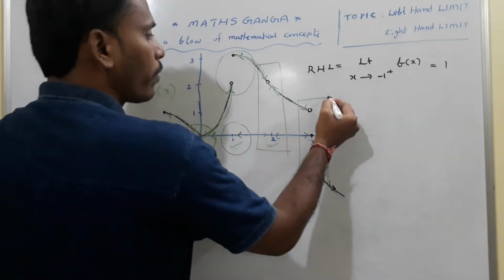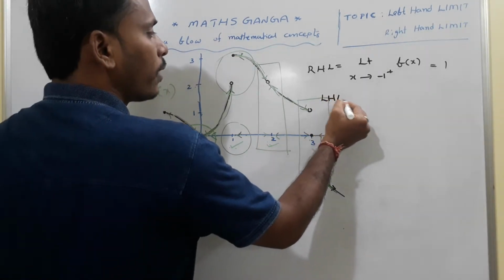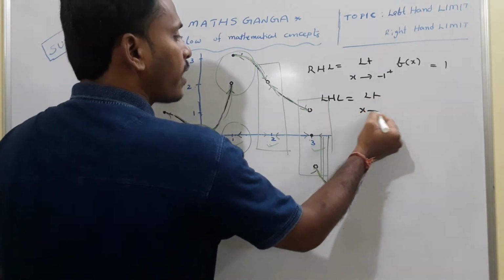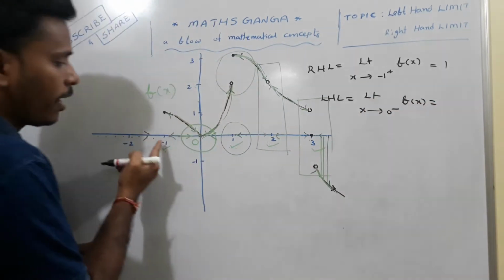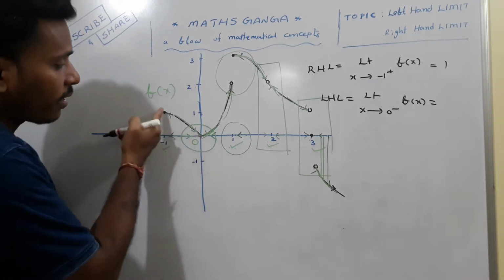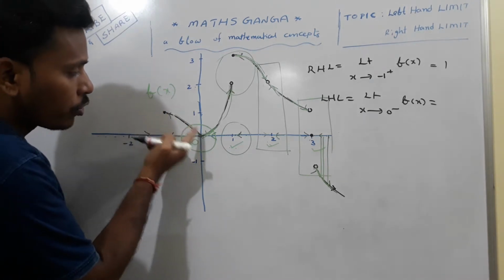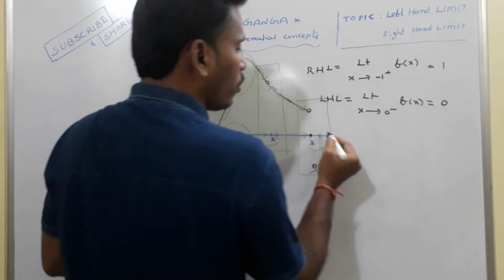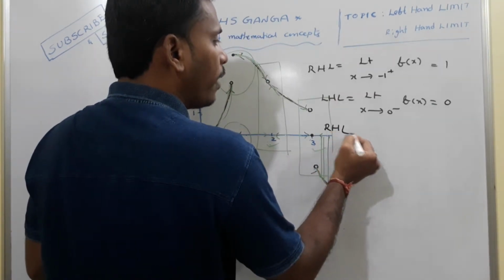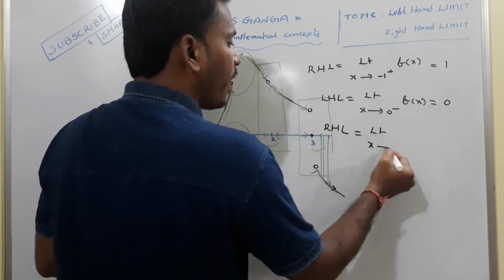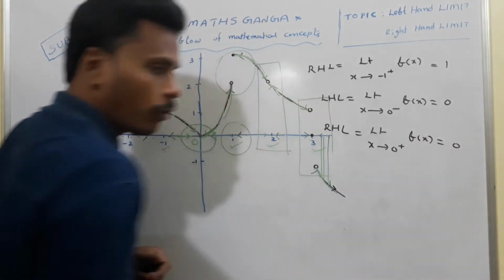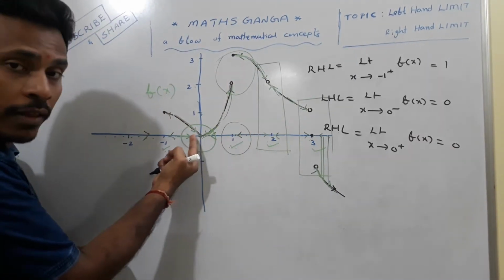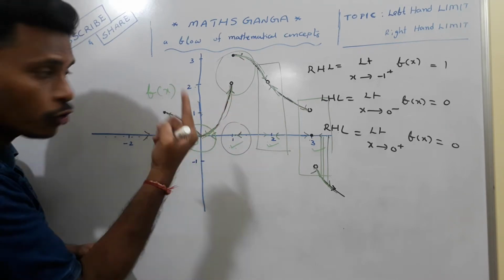Coming to 0, the left hand limit, limit as x extends to 0 minus of f of x. Since x is approaching 0 from the left hand side, the graph is approaching 0, so the limit is also 0. Again, the right hand limit, x extends to 0 plus of f of x, is again 0. Since x is approaching 0 from the right side, again the graph is approaching 0.